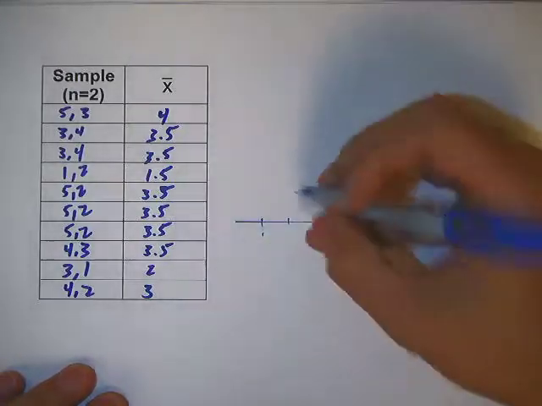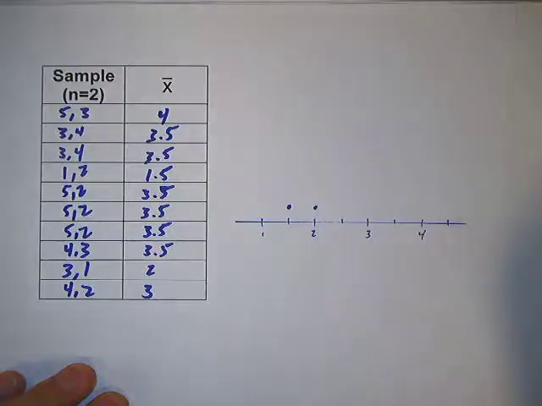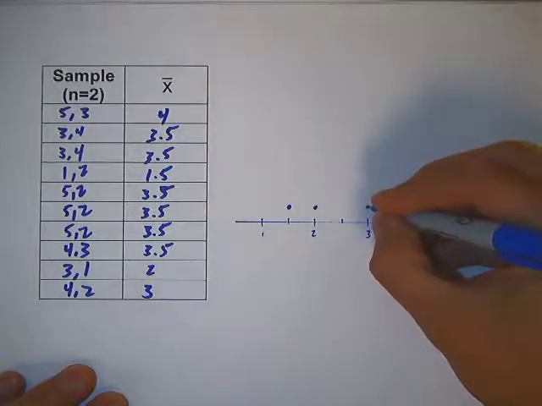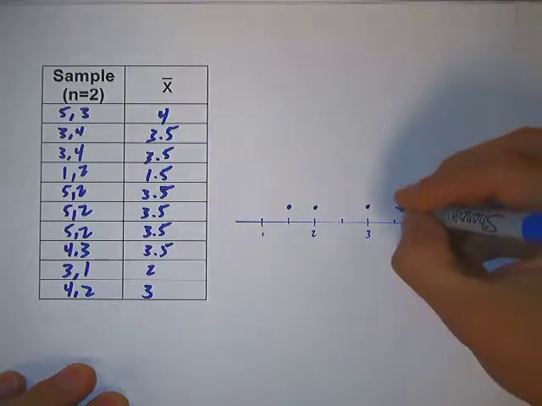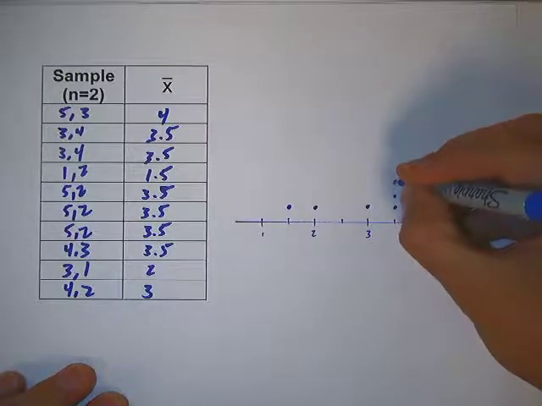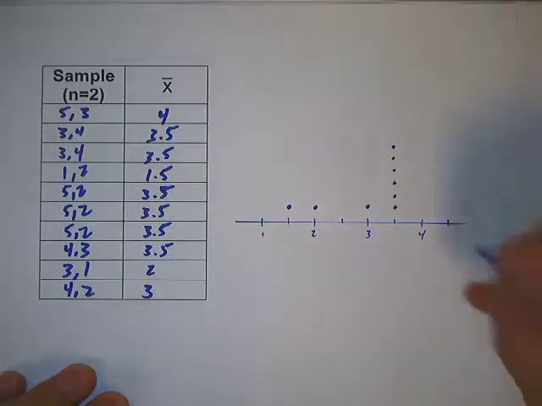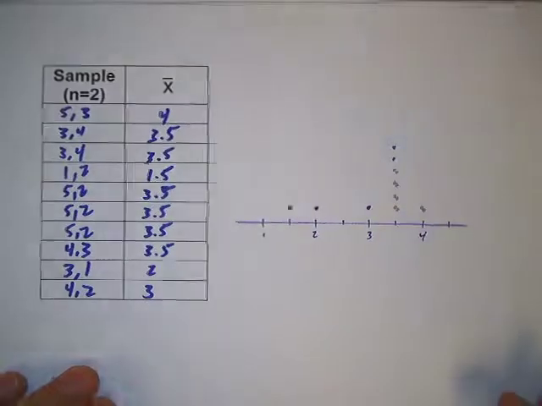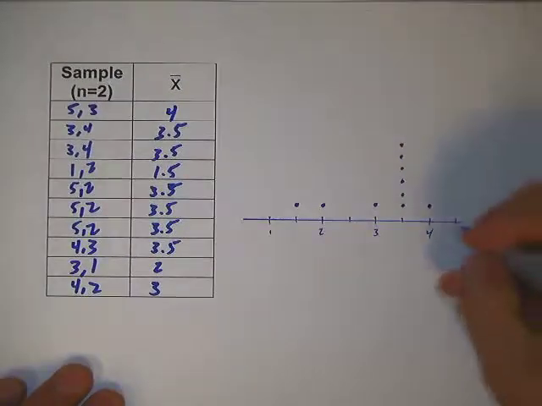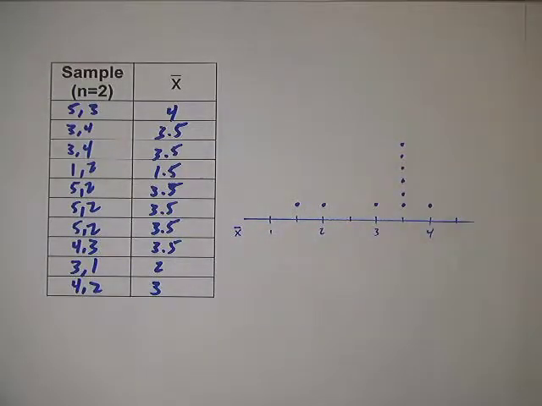I didn't have any 1s. I had 1, 1.5. I had 1, 2. 2.5s, I didn't have any. I had 1, 3. Now lots of 3.5s: 1, 2, 3, 4, 5, 6. And I had 1, 4. So 6, 1, that is 10. What I would label this axis is X bar, because those are my sample means.